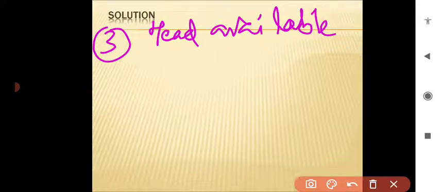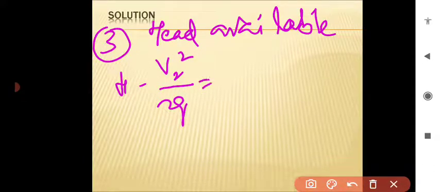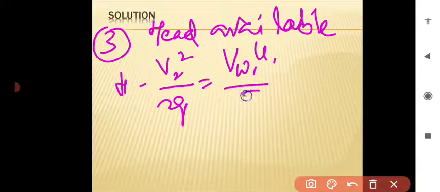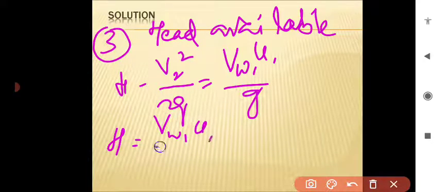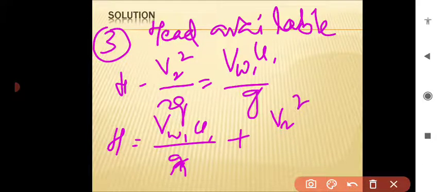Head available, H minus V2 square by 2g, is equal to VW1 U1 by g. So from this, H is equal to VW1 U1 by g plus V2 square by 2g. Substitute all the values in this equation, and you will get the head.